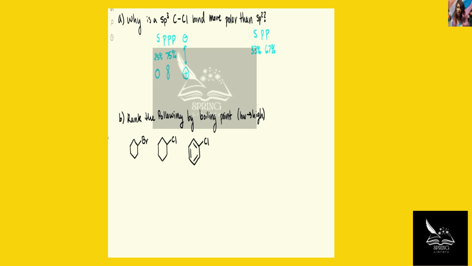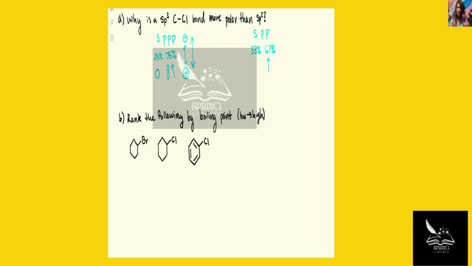Now, since an sp3 carbon-chlorine bond has much more p character than an sp2, we can see greater separation here, more ability for that to polarize, and so we see that making a more polar bond. For question B, to rank the following by boiling point, we'll be using some of that information that we just logicked through in part A.